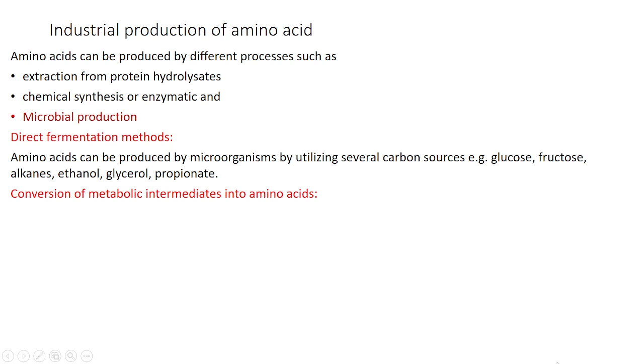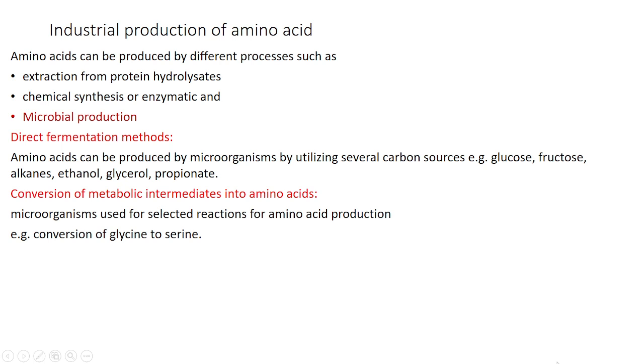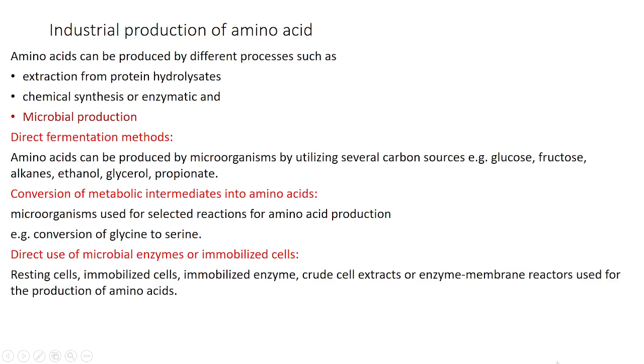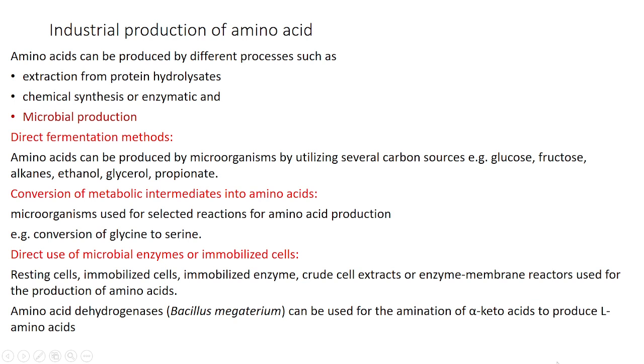Or else the microorganism can be used to convert one metabolite into the required amino acid. So a one step or a few step reaction is catalyzed by the microorganism, not the complete fermentation is done. So only selected reaction for amino acid production is done. For example, glycine can be converted into serine using microorganism. Then microbial enzymes can be used rather than using the complete microorganism, or you can use immobilized cells and immobilized enzymes.